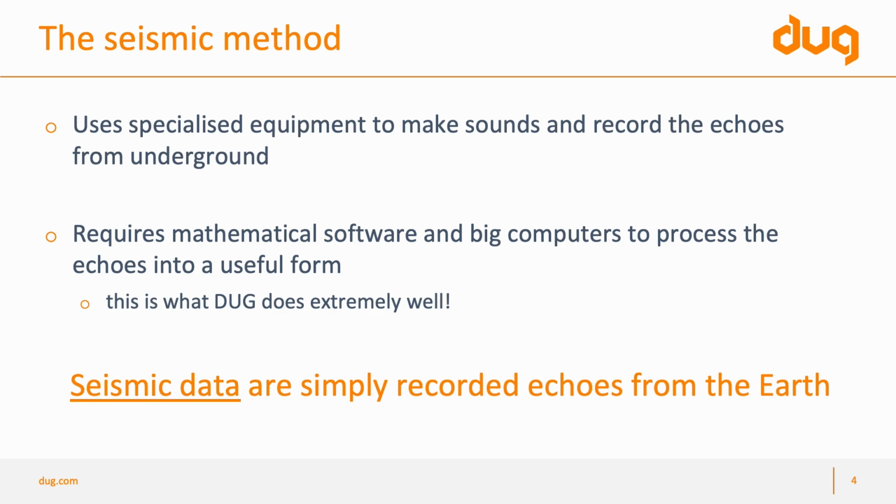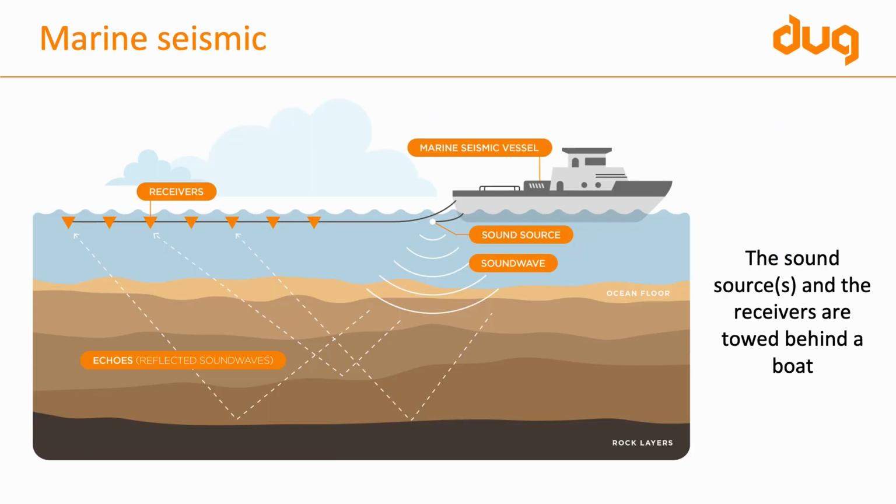Let's now have a look at how seismic data is collected in different environments. Here is a simple cartoon depicting marine seismic acquisition. You can see that both the sound source and receivers are towed behind the boat. The source creates a sound wave which propagates through the Earth. The boundaries between the different rock layers in the subsurface cause echoes or reflections of the sound wave.